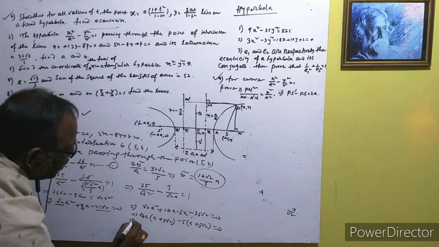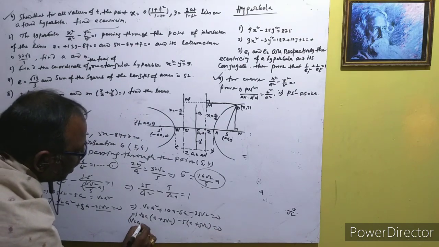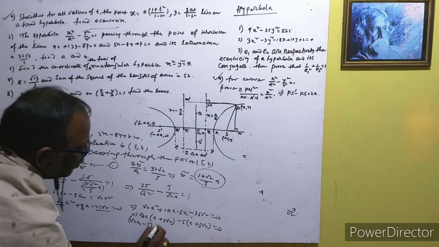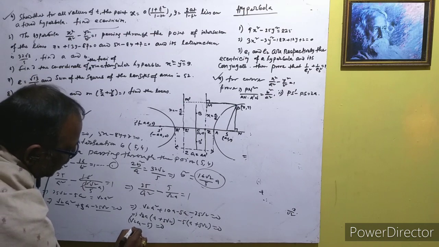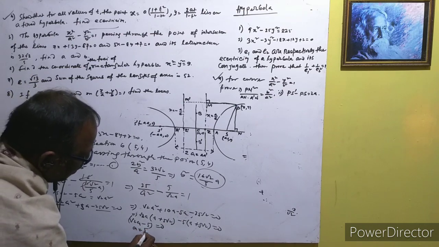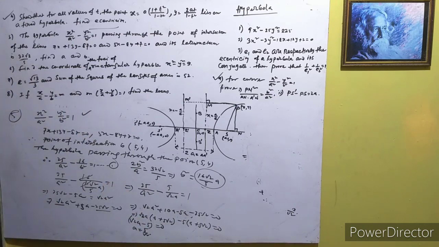So now we get root 2, and this is 5, and the other factor is not possible, as we get the value of a negative, so it can't be accepted. So a is equal to 5 by root 2 here. Okay, this is the value of a, and so we can easily find the value of b here.